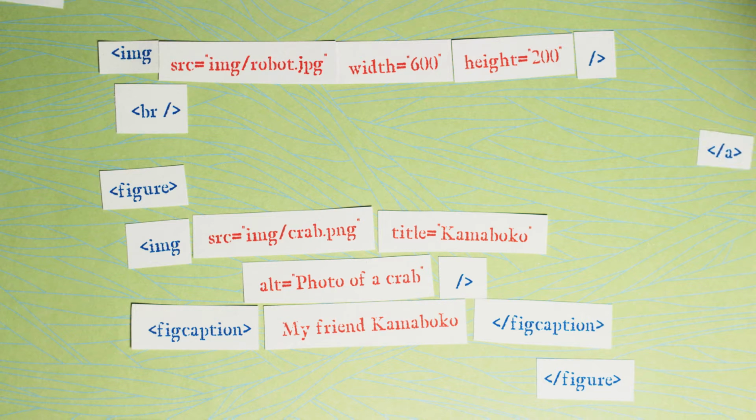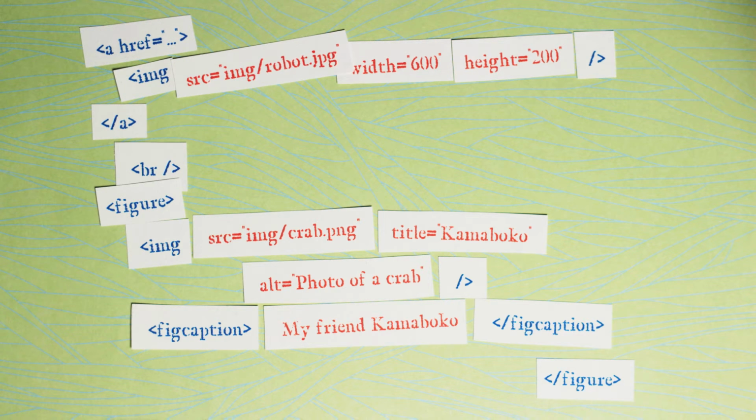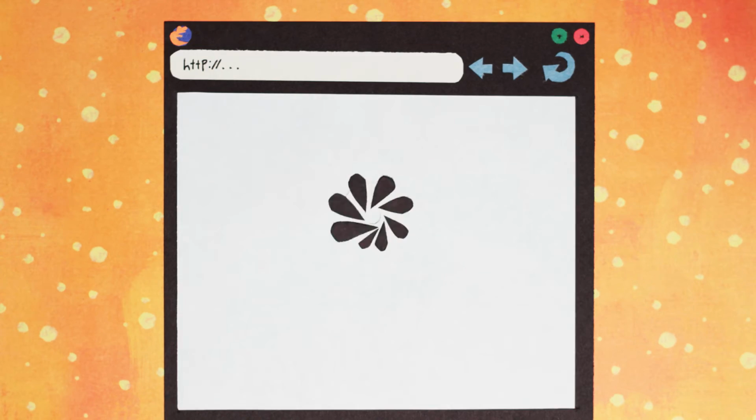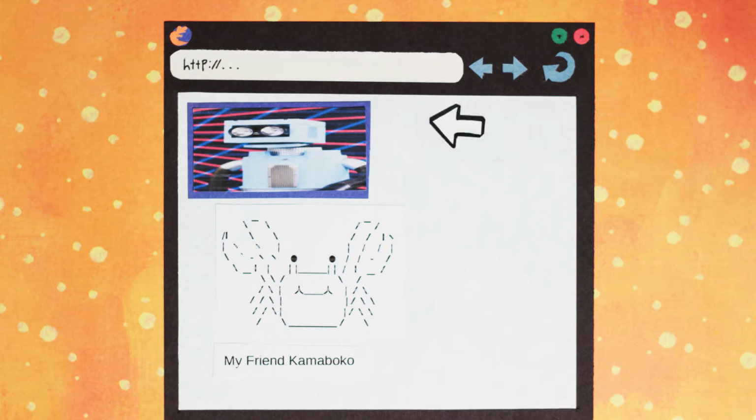We can also make images a link by wrapping them in an anchor tag. Images that are linked will be outlined in blue.